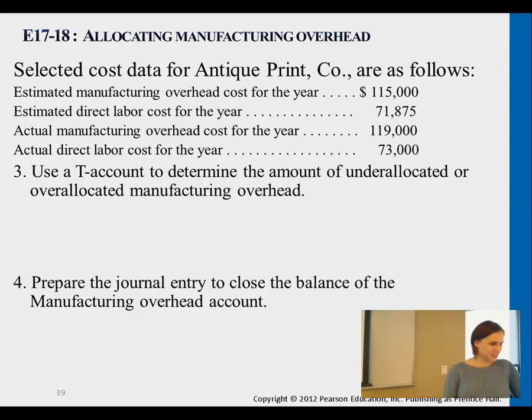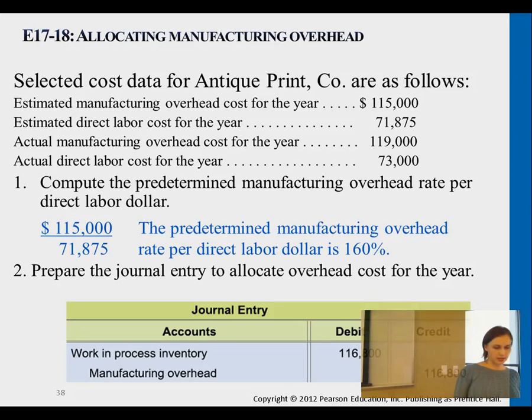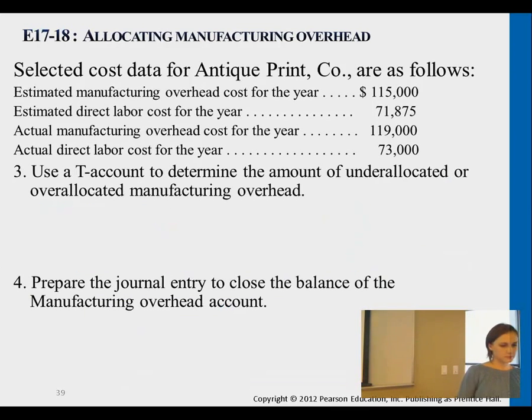Now the continuation. That's not the end. So let's use a T account to determine the amount of underallocated or overallocated manufacturing overhead. We're going to use that 116,800, and we'll use either the actual or estimated manufacturing overhead cost for the year. So you decide which one. We'll debit something and credit something on the manufacturing overhead account. You're going to debit 119,000 and credit 116,800?